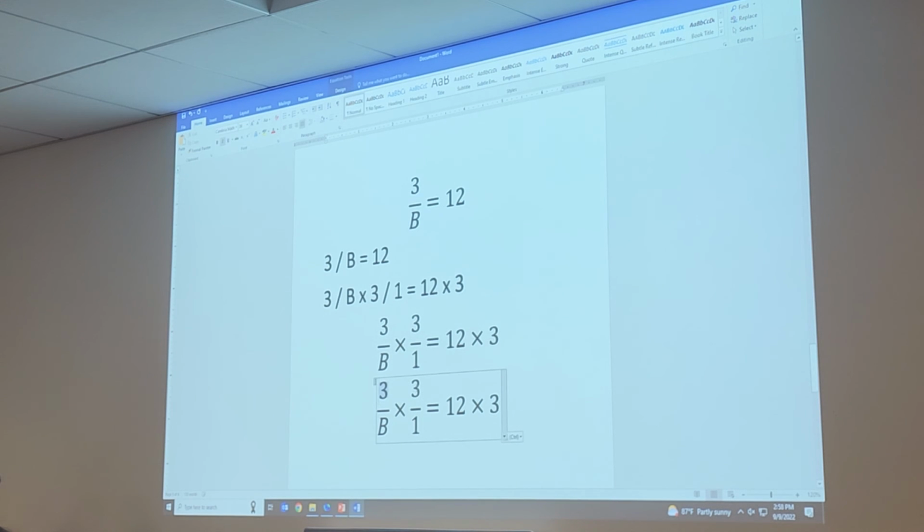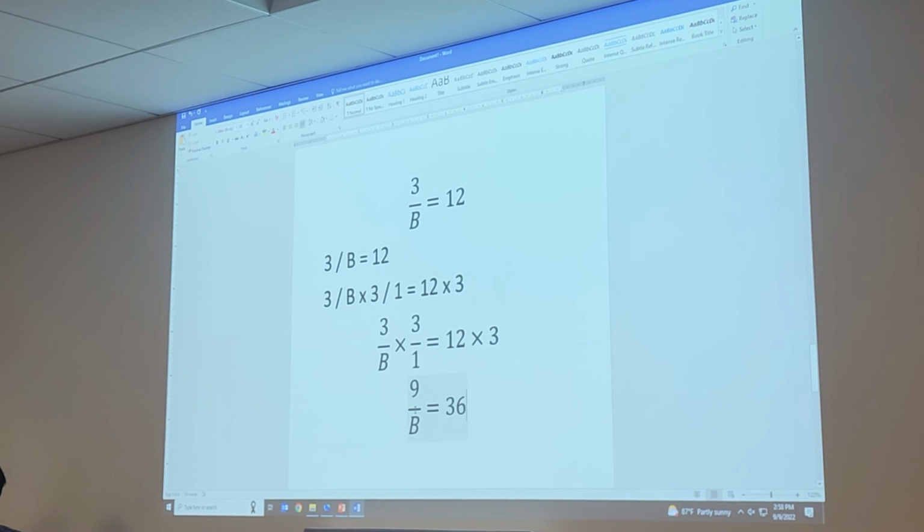So what you end up with is actually going to be 3 times 3 is what? 9. So you end up with 9 up here. And then b times 1 is what? B. You end up with b down here. And then 12 times 3 is what? 36. So if you multiply by 3, you actually end up with this. So multiplying by 3 does not work.